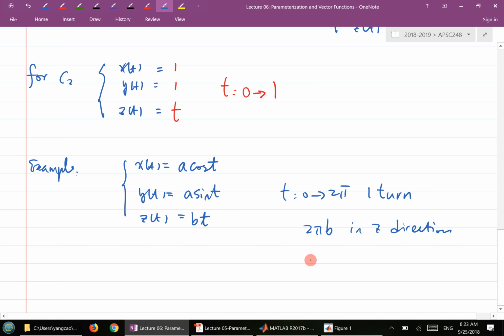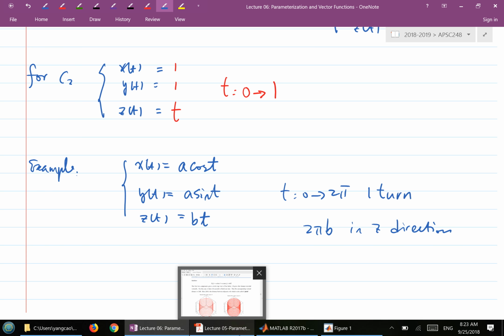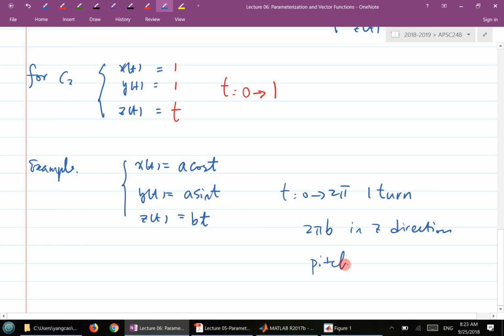Now this 2 pi b right here, we have a name for it. It's called the pitch. If you look at the thread profile of a screw, and you start from one point and move one turn, it doesn't go back to itself. It goes to somewhere right on top of it. But there's this distance between the two adjacent points. That's called the pitch. That's a thread, basically.